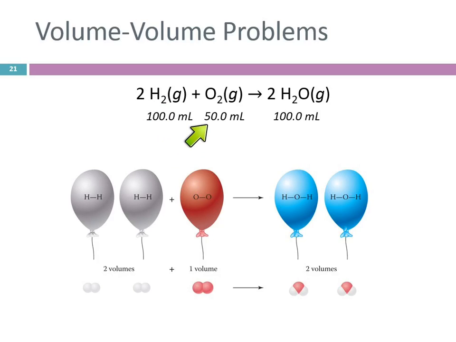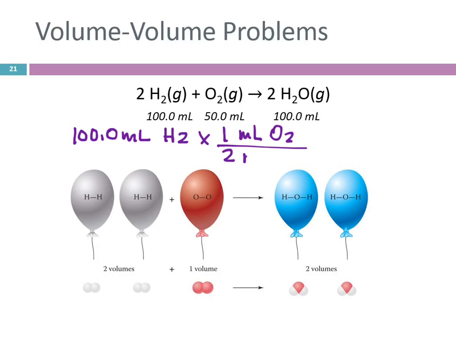If I wanted to find out how many milliliters of oxygen would react with 100 milliliters of hydrogen gas, and I wasn't feeling very focused and clear, and I couldn't just look at that and see it, I could go, well, there's 1 milliliter of oxygen for every 2 milliliters of hydrogen. And these units would cancel out, and I would get 50. Which is exactly what this is telling us.